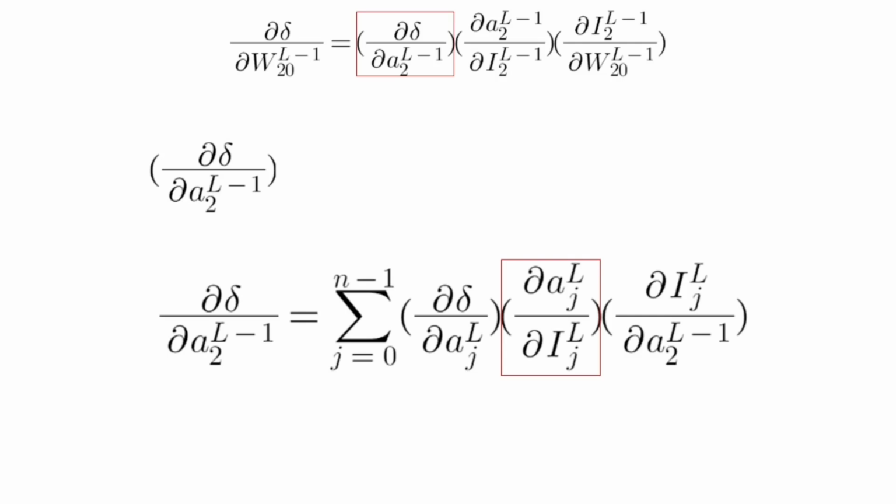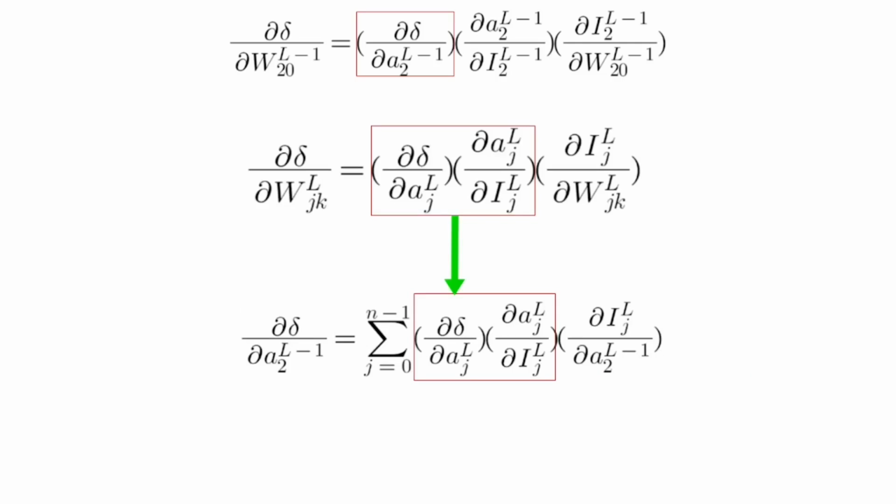The second term is the derivative of this activation output with respect to the input that goes into our node in layer L. And the third term is the derivative of this input with respect to the activation output of node 2 in layer L-1. We can take this derivative because we have seen that this activation function output directly influences the value of the input to the nodes in layer L.